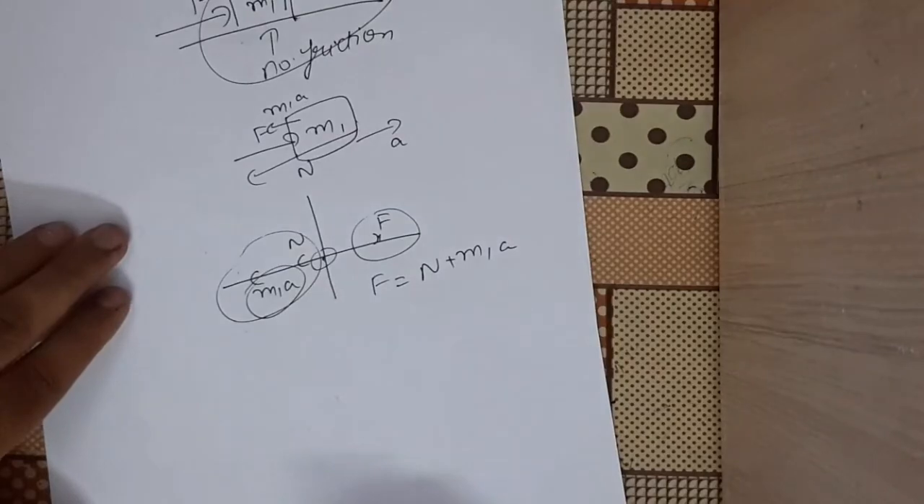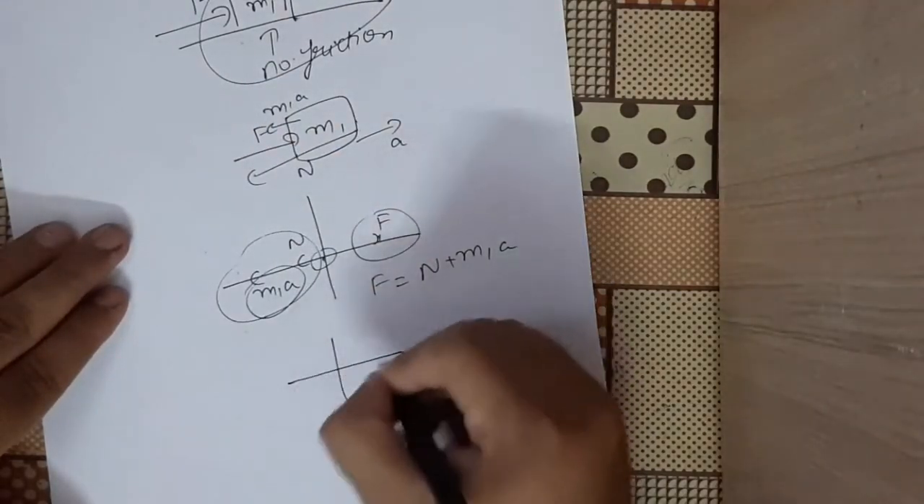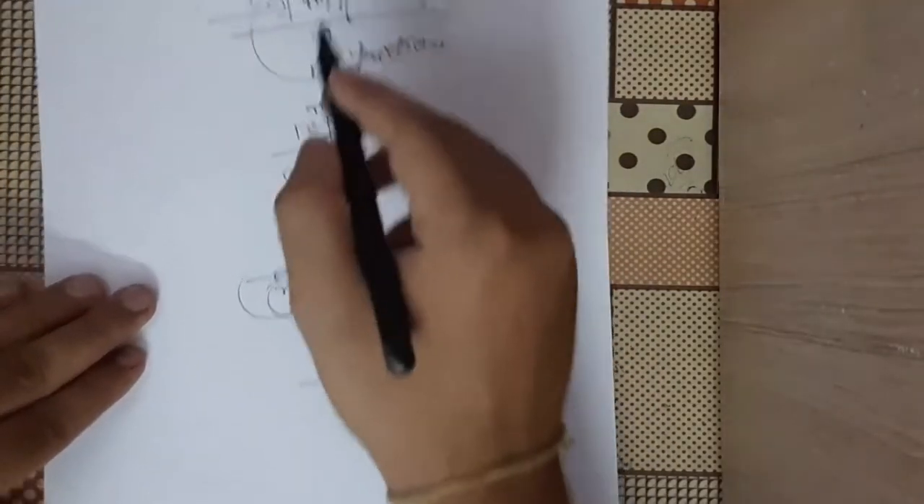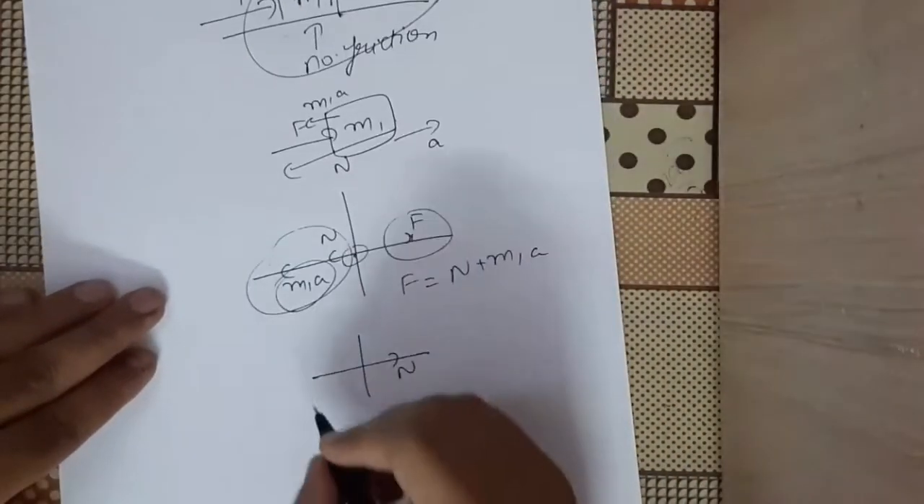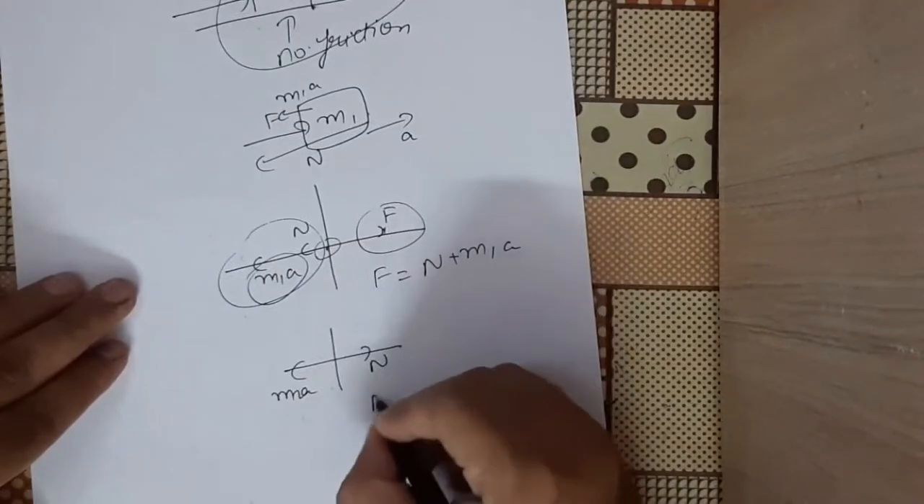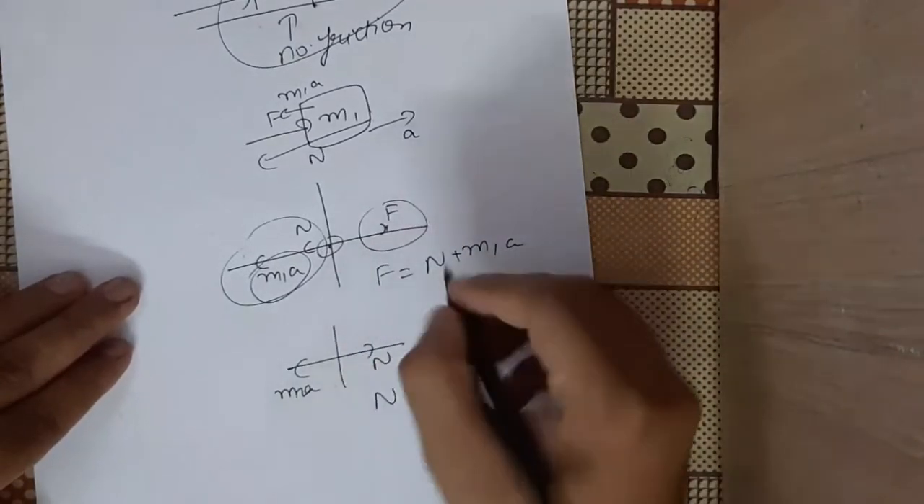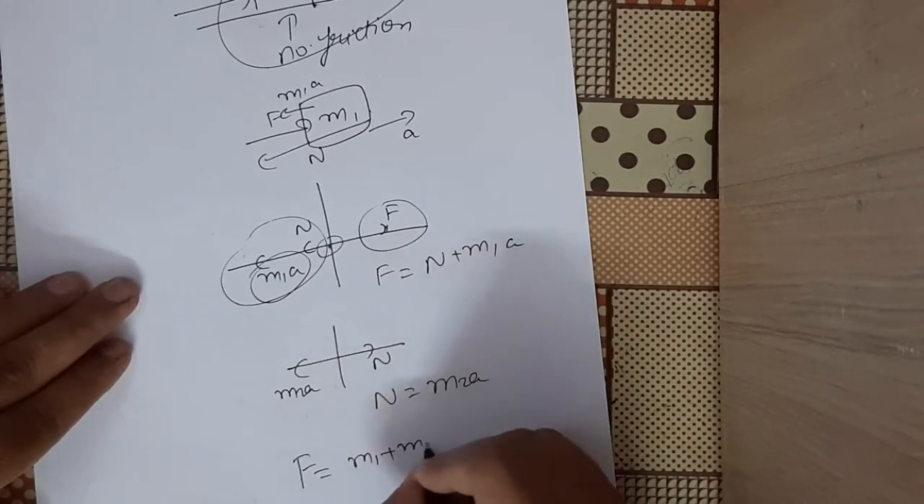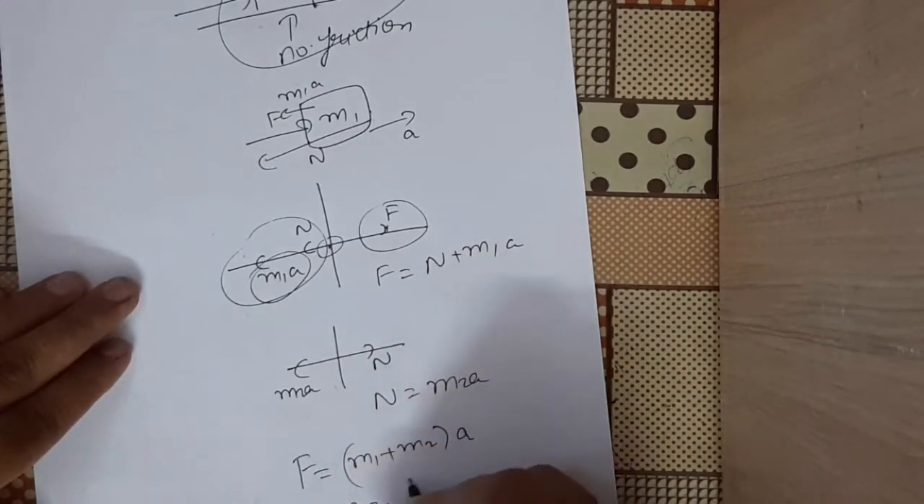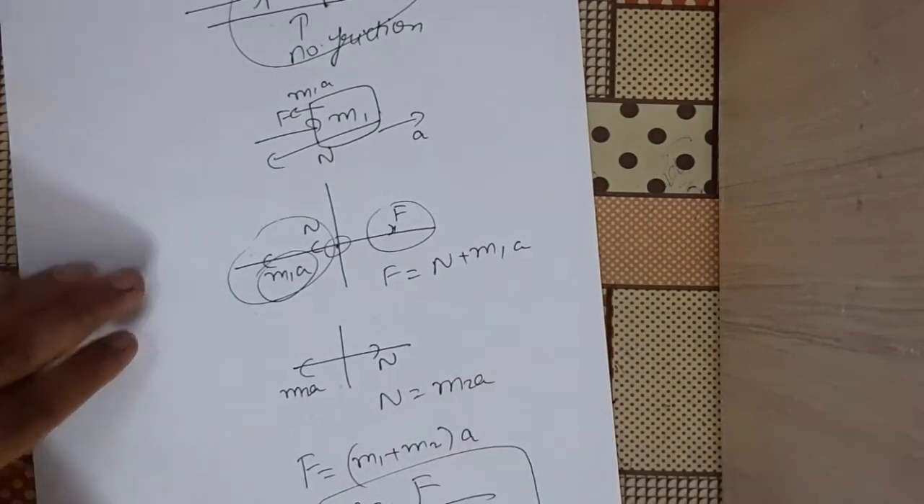So this is the first equation. Then for m2 you can say that there will be a normal force because of m1, which will be something like this, and because it is also accelerating with a here, there will be m2a here. So you can write N is equal to m2a. Then you can put the value of N here, and you will get F is equal to (m1 plus m2) into a, and a will be equal to F upon (m1 plus m2). So this is the acceleration that you are getting.